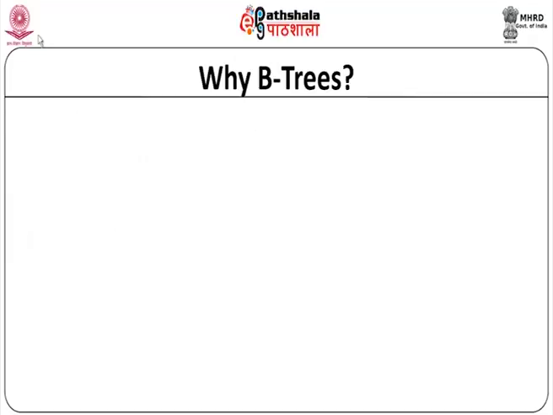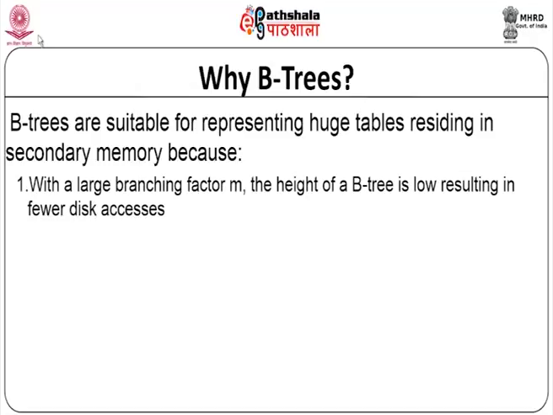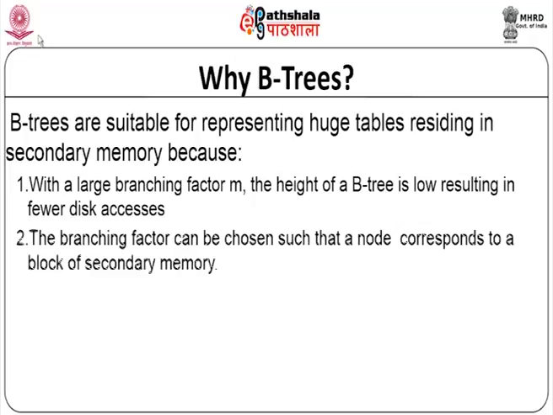Now, that answers our question of why B trees for these. B trees are suitable for representing huge tables residing in secondary memory, because with the large branching factor m, the height of a B tree is low, resulting in very few disk accesses. Each level of height means you have to access a disk. The branching factor can be chosen in such a way that a node corresponds to a block of secondary memory, so that you do not have to read 2 blocks for one node.